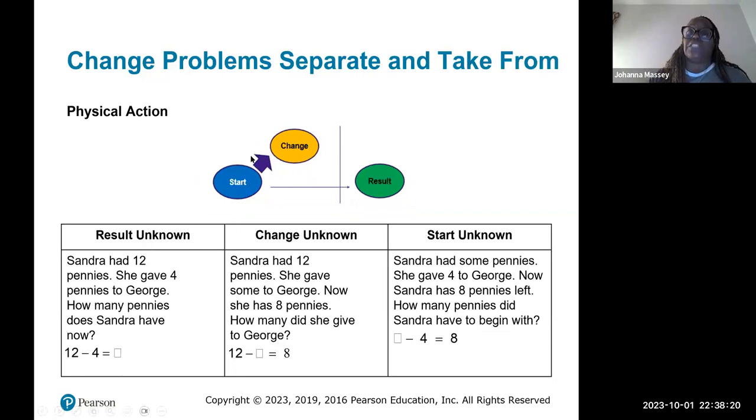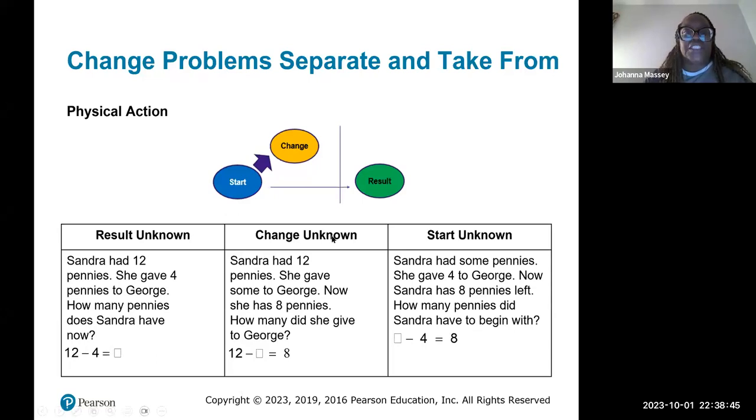Okay? And I want you to copy just like this. Result unknown. Sandra had 12 pennies. Start off with 12 pennies and she gave 4 to George. So she's actually giving 4 of them to George. How many pennies does Sandra have now? That's where we don't know the result. What we do know is 8, but that's where the result is unknown.